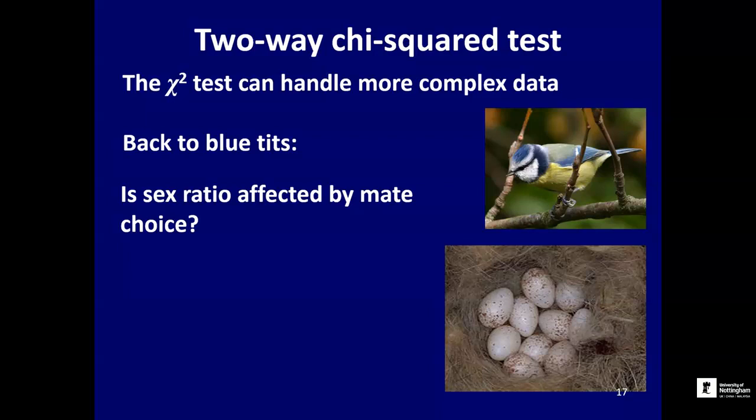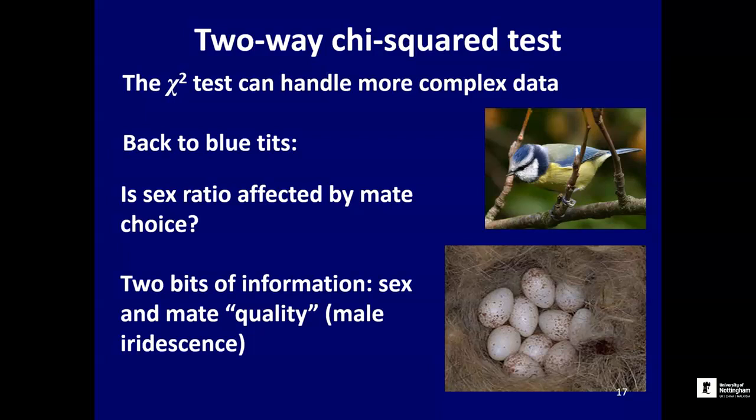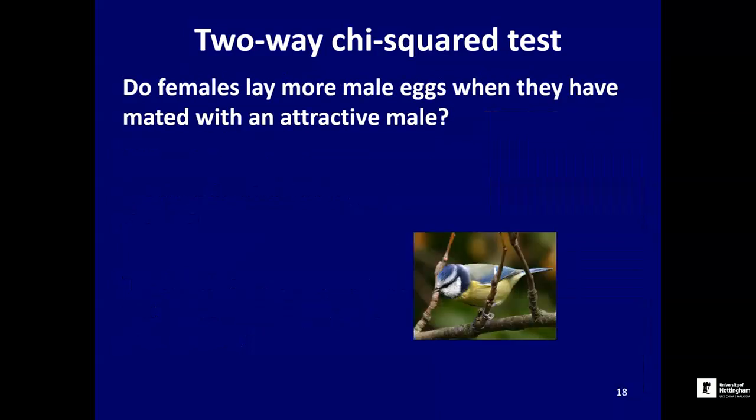And so an experiment was done to test this idea. The fundamental of the experiment is quite simple, really. We're looking for whether the sex ratio of the offspring produced by females is affected by what the males they mated with look like. So we've got two things that are varying in the experiment. We've got what the males look like, what we'll call male quality, or how bright blue their plumage is, and then we've got the sex of the offspring: are the offspring male or female. So the underlying question is, do females lay more male eggs when they have mated with an attractive male?